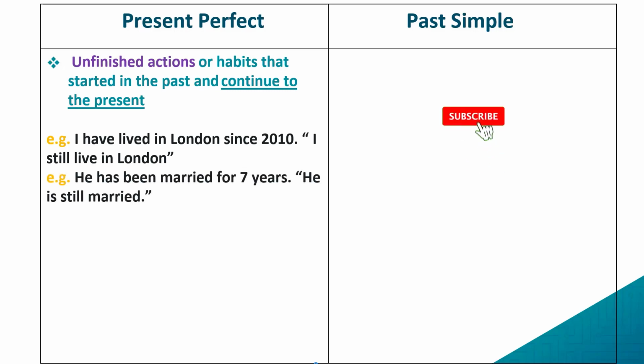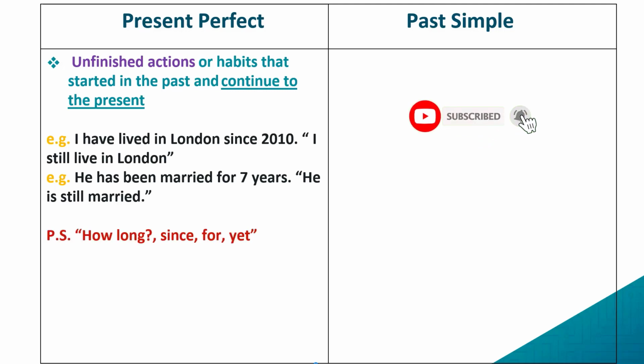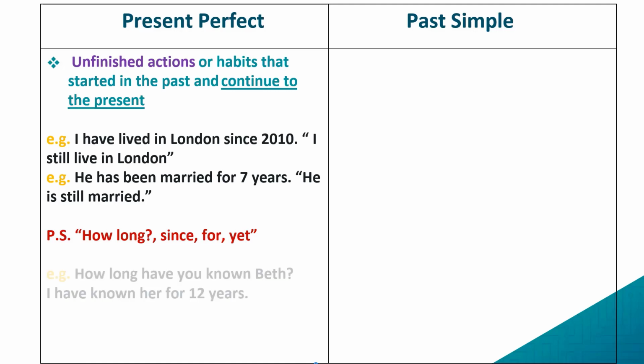Until now, he's married. And that's why keywords with present perfect, whether in the question or answer, they connect the past to the present, like how long in the question, since, for, or yet in the answer. For example, how long have you known Beth? I have known her for 12 years.